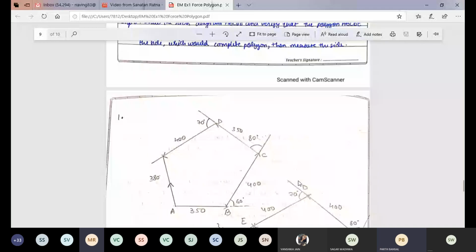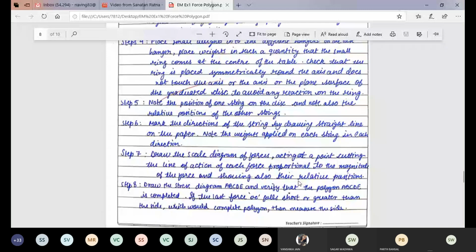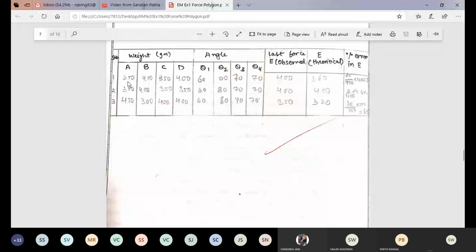See the table once again. I am showing the table once again to you. See the table: for the weights A 350, 400, 350 and 400. So these are the 4 different lengths that we have to make. So the total sides will be 4 and one final will be the resultant. Because we have 5 threads, 5 strings, for the 5 strings we have to make 5 sides so that we can complete a polygon. So A is 350, B is 400, C is 350 and D is 400.